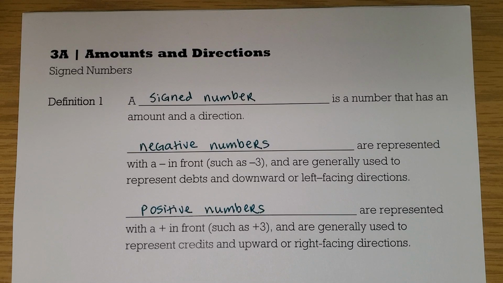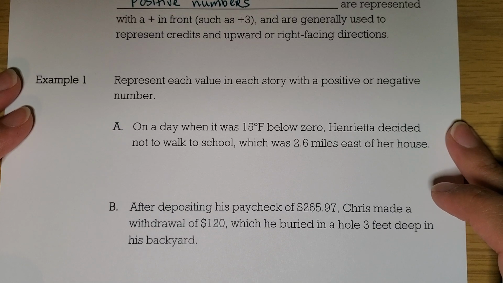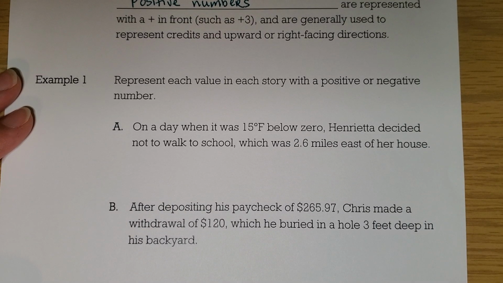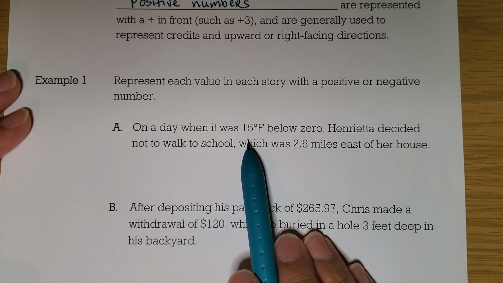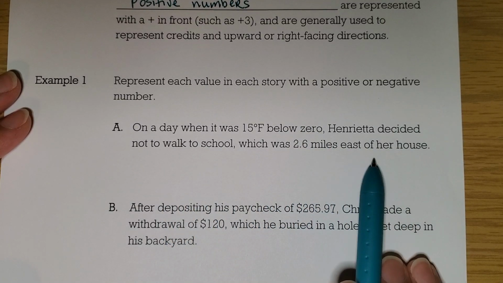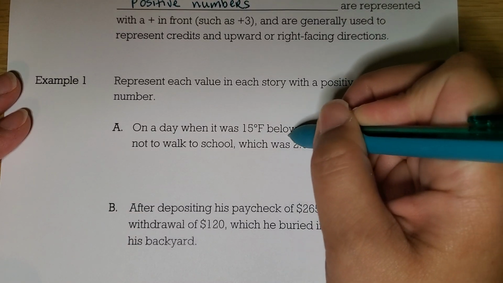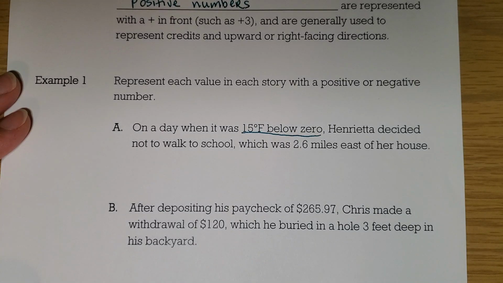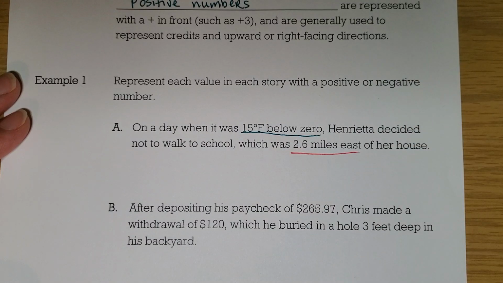So let's look at a few examples of using signed numbers to represent values. Here they would like us to represent each value in each story with a positive or a negative number. So example A says, on a day when it was 15 degrees below zero, Henrietta decided not to walk to school, which was 2.6 miles east of her house. So we've got two numbers here. We've got the 15 degrees below zero, so we have the temperature. And we also have her location of school, which is 2.6 miles east of her house.